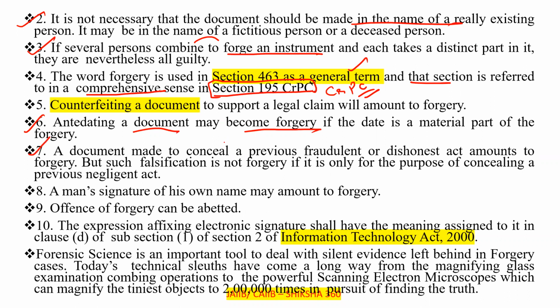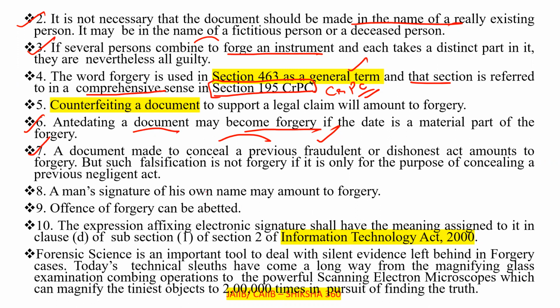A document made to conceal a previous fraudulent or dishonest act amounts to forgery. But such falsification is not forgery if it is only for the purpose of concealing a previous negligent act. Clear? Sometimes, for hiding a previous act, we make a document. So that is the point here.